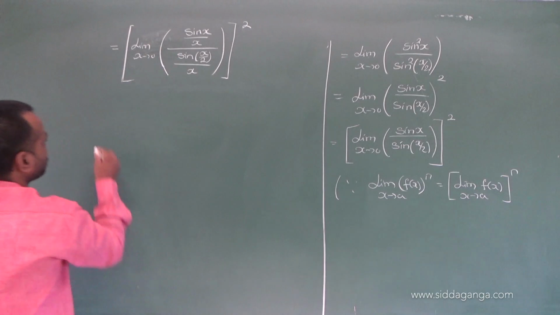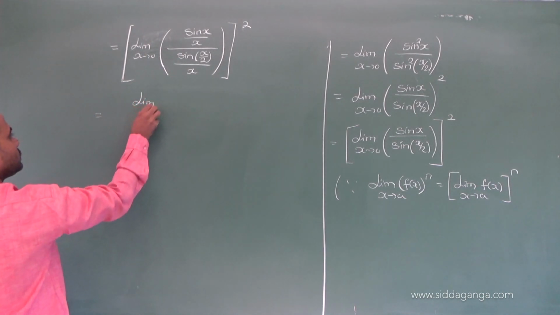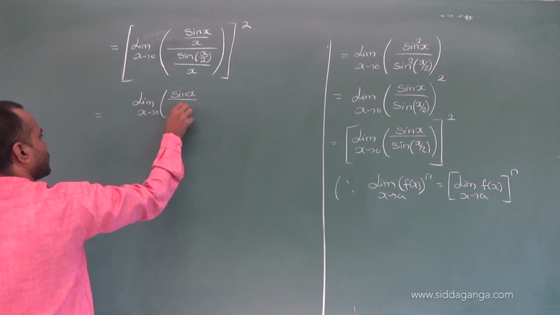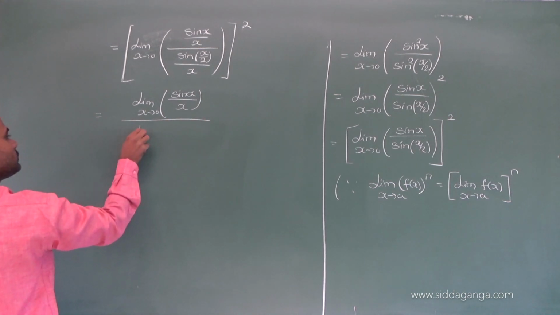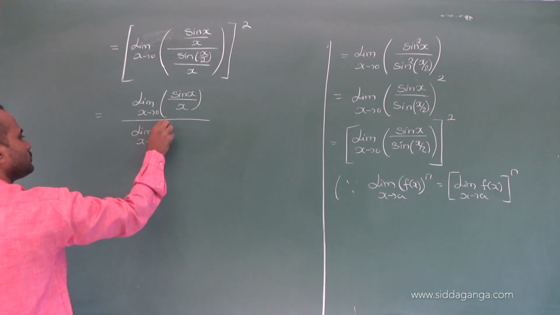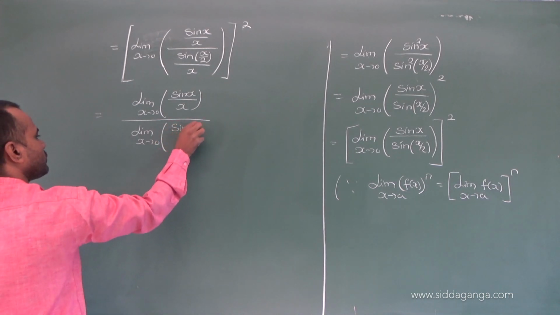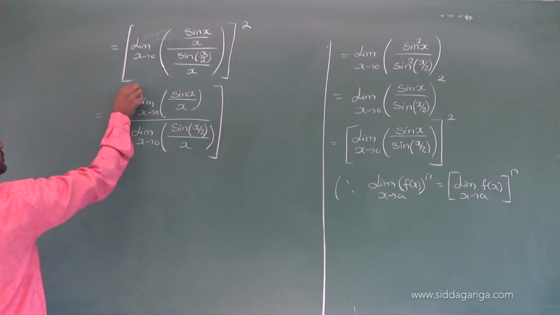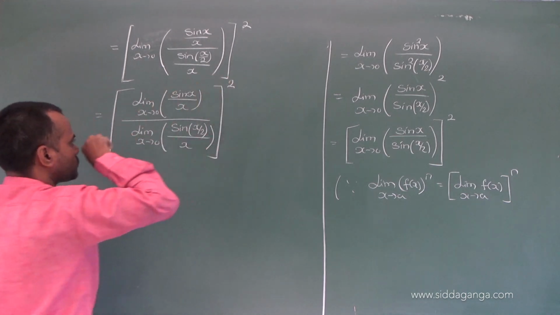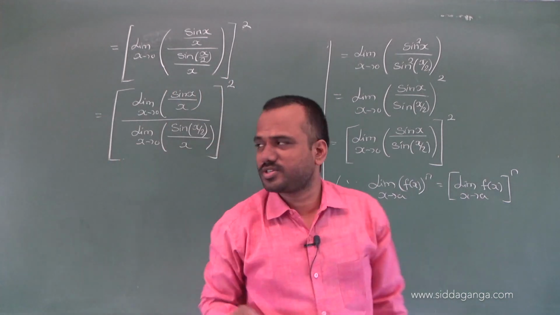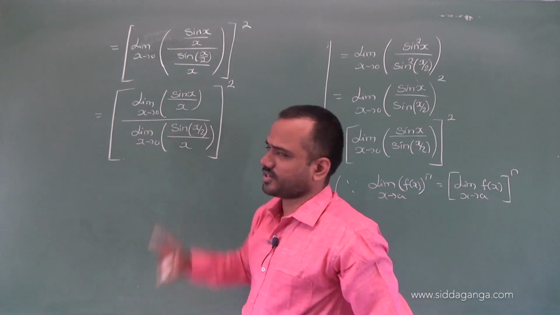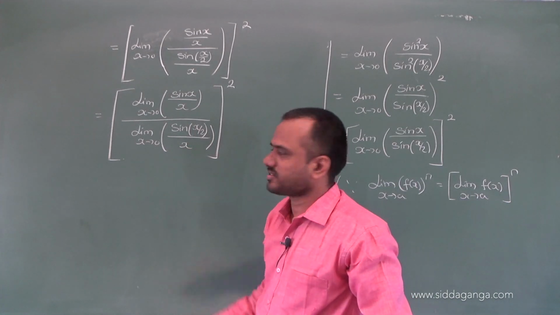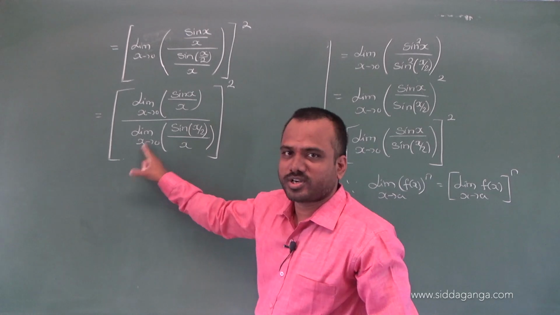We separate the limits. Sin x divided by x, 1 over sin of x by 2 divided by x, whole square, no problem. This numerator is 1, x. Is the denominator 1? No, x by 2 is there. Here x is there, here x is there. Here also we want x by 2.